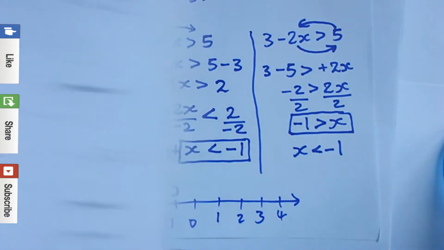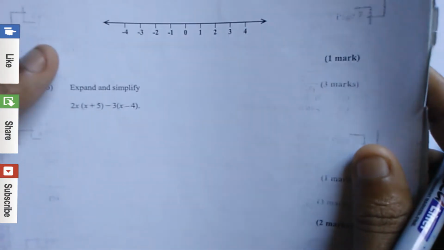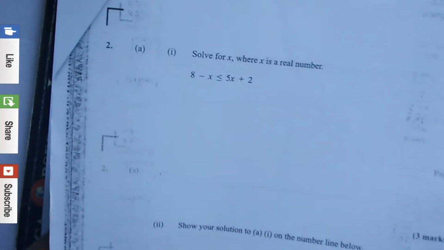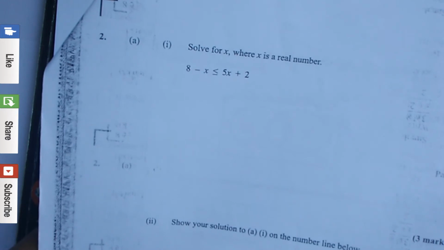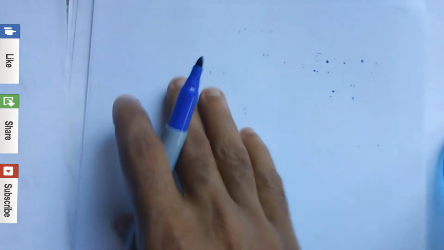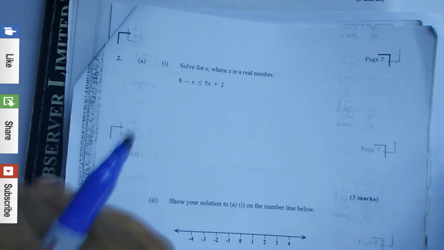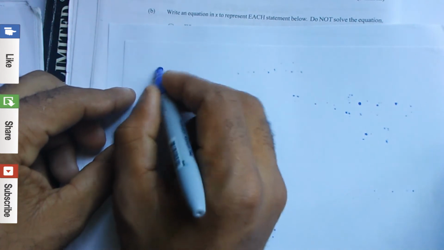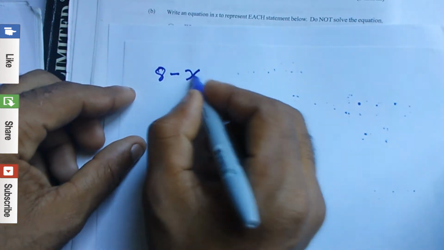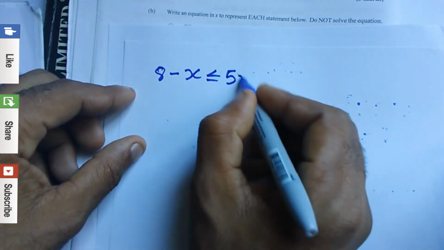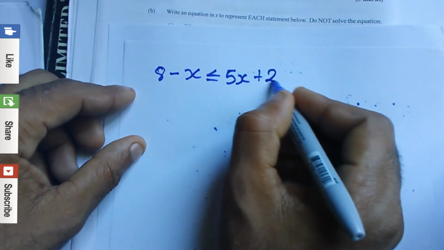So I'm going to look at another question. This is the January 2016 inequality question. So it's a bit different from the one that we did before. So I'm just going to go ahead and get into this question. So remember, you can pause the video, try the question, and then see if your answer is correct. So we have 8 minus x less than or equal to 5x plus 2.